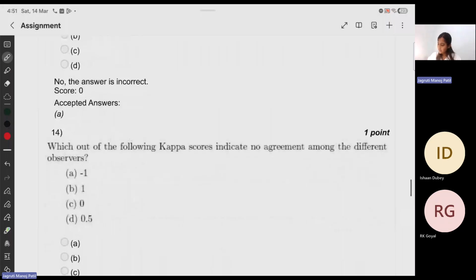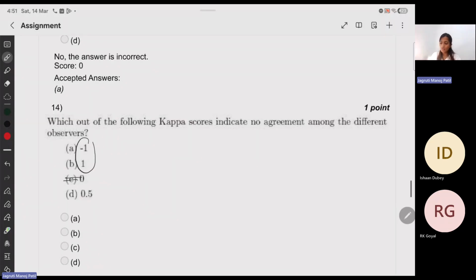That's A. And then there's the kappa score, which indicates no agreement among the different observers when its value is like, we didn't look at the ranges for it. It tells you about the inter-observer variability. If it has a zero value, it shows that there's no agreement across different observers. The range is from -1 to 1. If it's zero, no agreement.